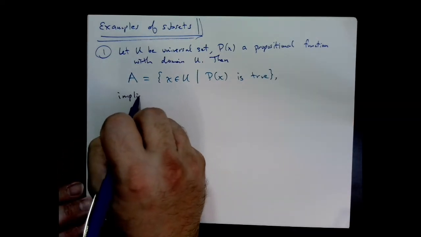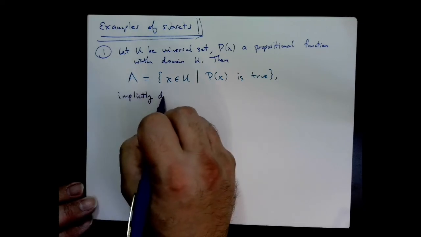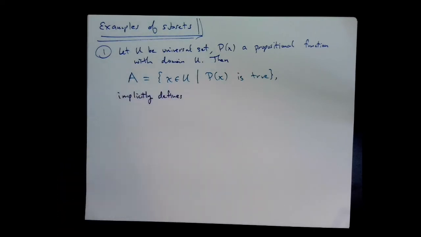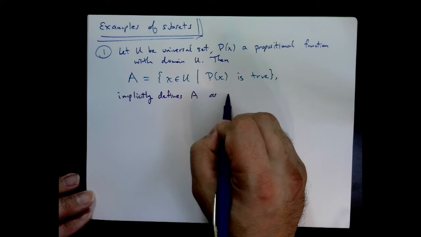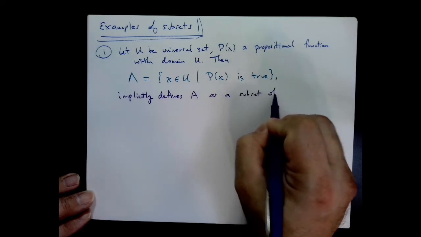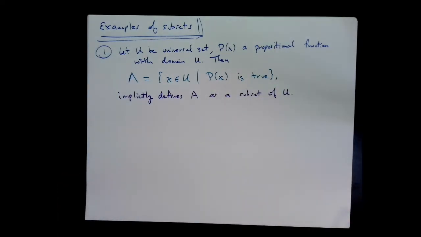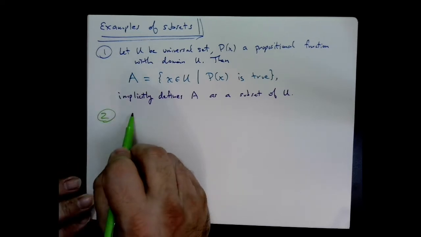We can generalize this example. If A is the set of all X in U such that P of X is true, and B is the set of all X in U such that Q of X is true, and P of X implies Q of X, then we get that A is a subset of B automatically.